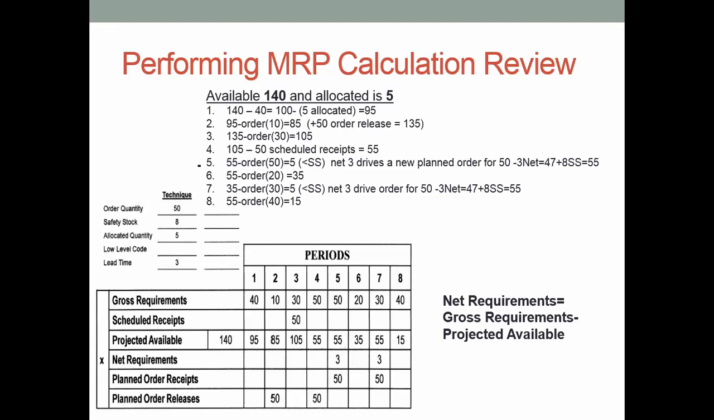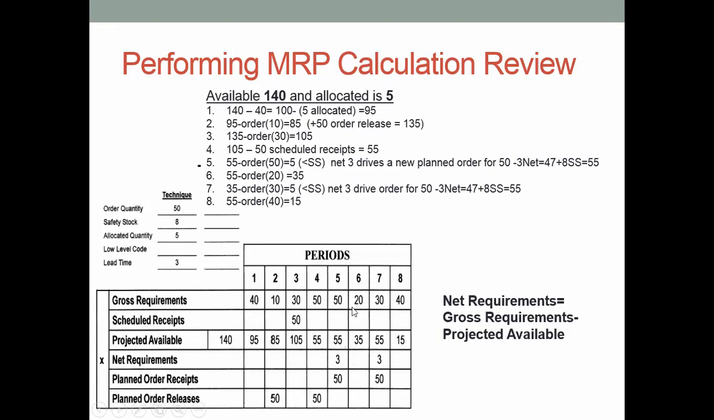Then in week 3, again, we have another order of 50. That leaves us with 55. We have, of course, another scheduled receipt of 50. And that 50 leaves us with 55. Net requirement is 50 minus 55 leaves you 3. We have a planned order for 50, but we don't have the order in yet. That leaves us with an order for our week 6, which is our 55.